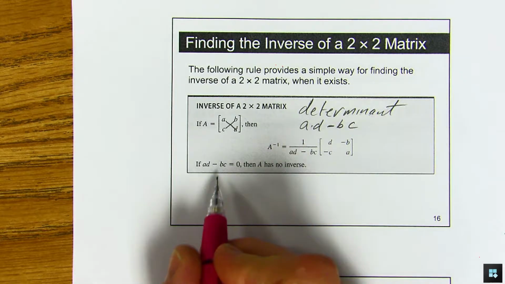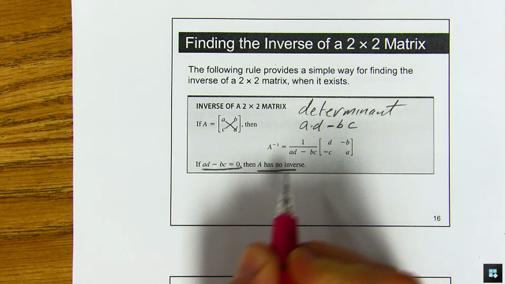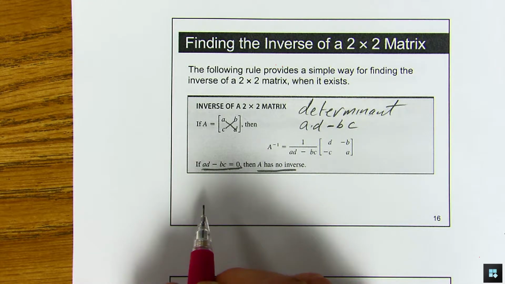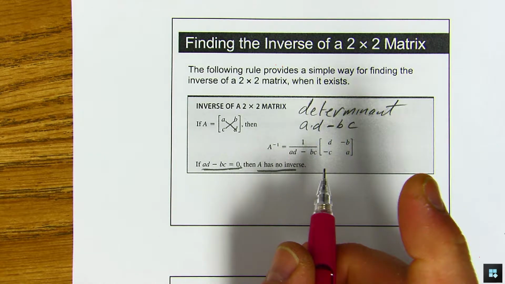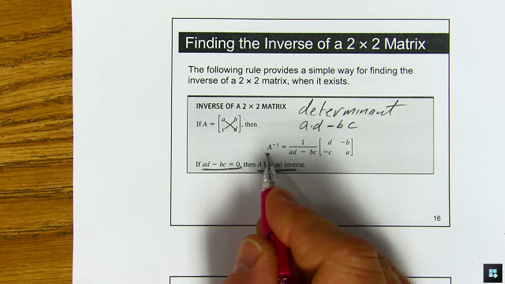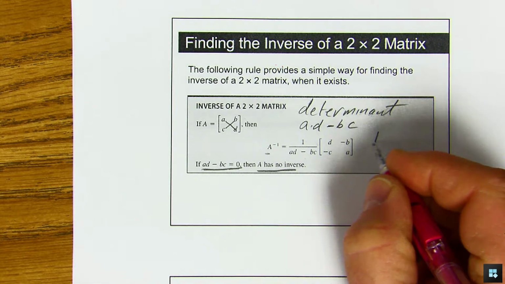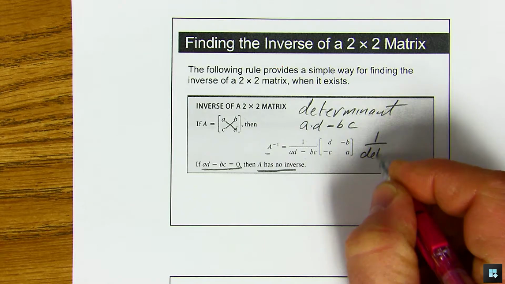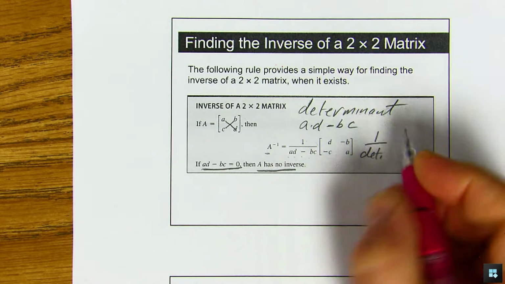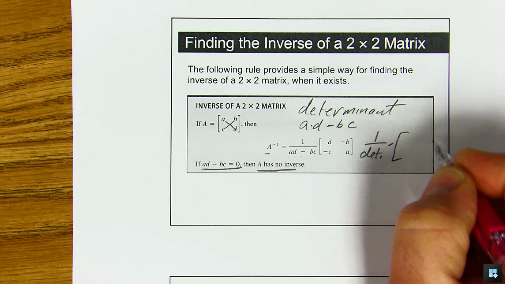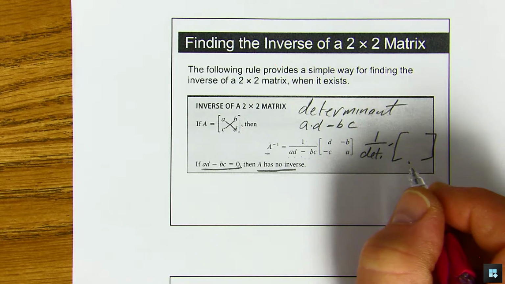If by chance the determinant equals 0, then A has no inverse. So if you find the determinant first and you say, oh, that equals 0, there is no inverse, because the way you find the inverse is you're going to take 1 over the determinant. So we take 1 over our determinant, AD minus BC, and then we're going to multiply it by what I call the mixed up matrix, M&M, mixed up matrix.